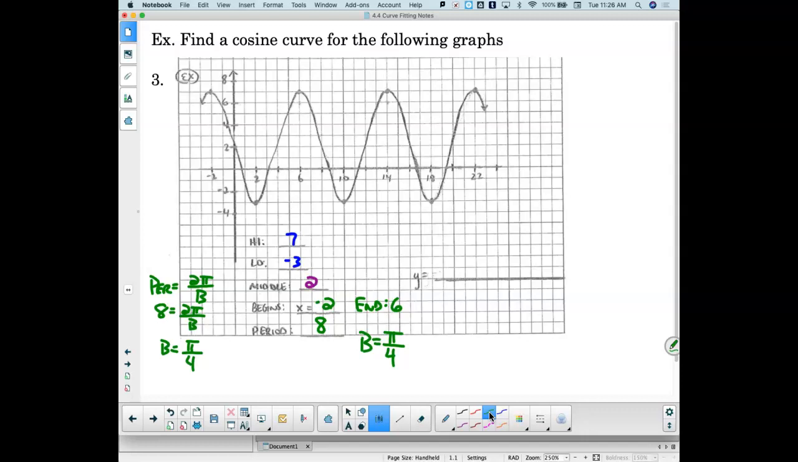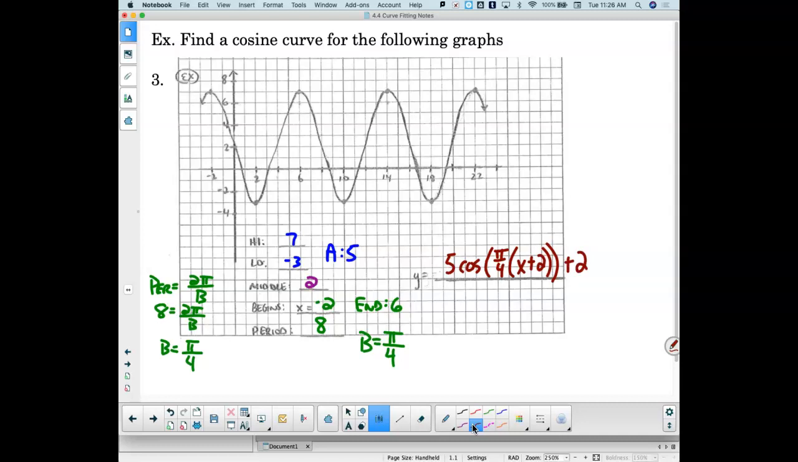So this is an amplitude of 5. So 5 cosine of pi over 4 times x plus 2, and then plus 2 again.